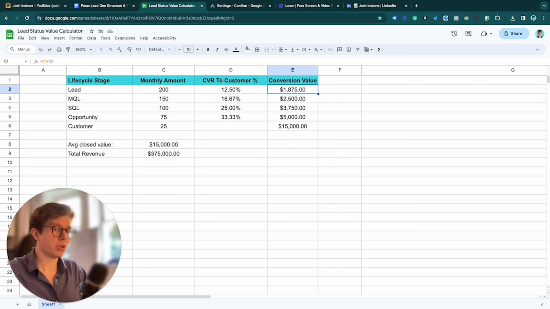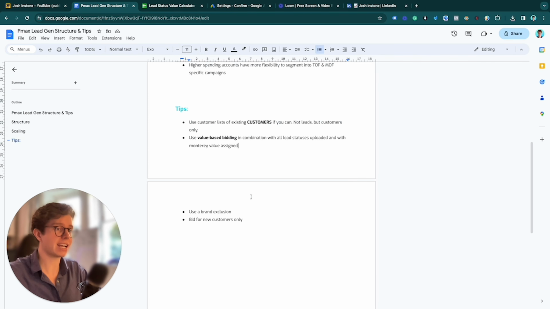So we can now use value-based bidding rather than maximize conversions, and we can optimize for customers because customers is the highest value here. So our value of a customer is 15 grand compared to a lead being 1,875. So naturally the algorithm is going to want to maximize the ROAS of our account, so it's going to go after customers over leads, and that's how you get higher quality lead generation on PMax and just Google Ads in general. So that's that one there.